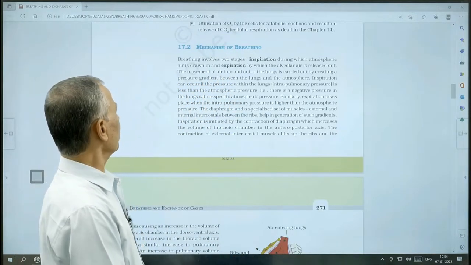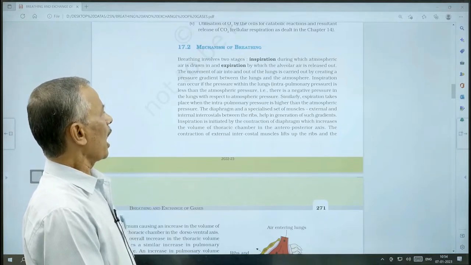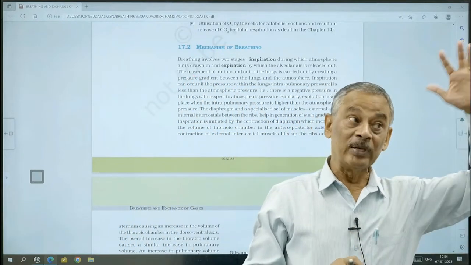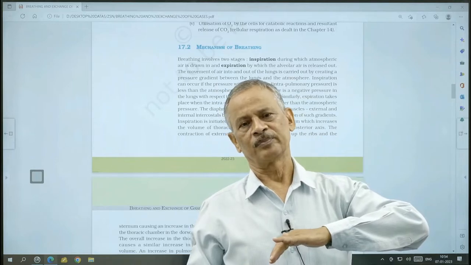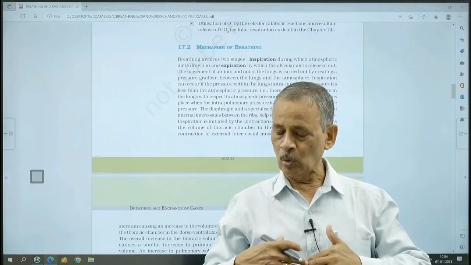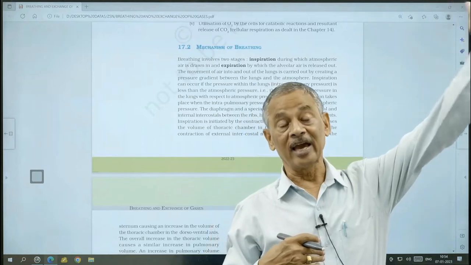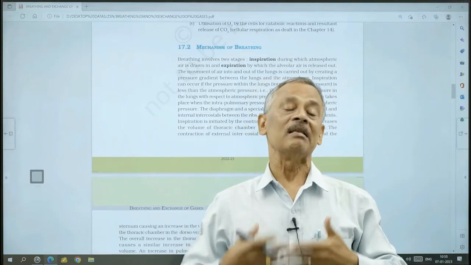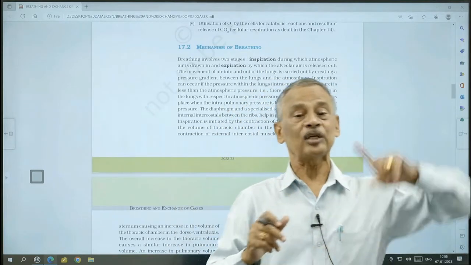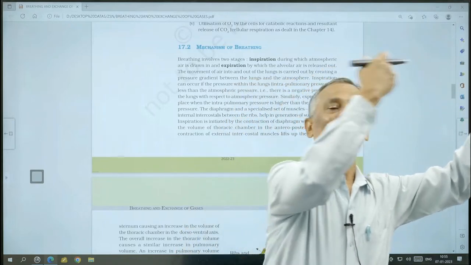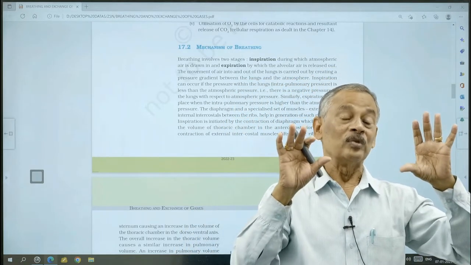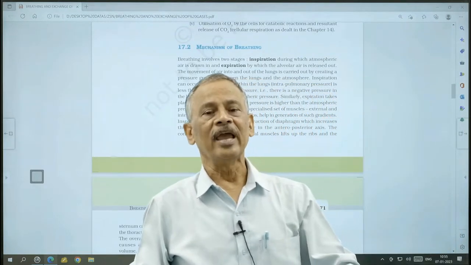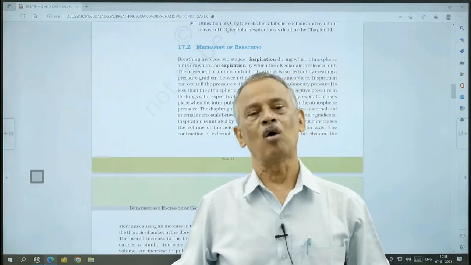This inspiration and expiration are carried out by making a gradient in pressure between atmosphere and lung. If pressure is low in the lung, air from outside will come in. If pressure in the lung is high, higher than that of the atmosphere, air from lung goes out. So that is the mechanism. By creating a pressure gradient, the air is made to come in and go out.